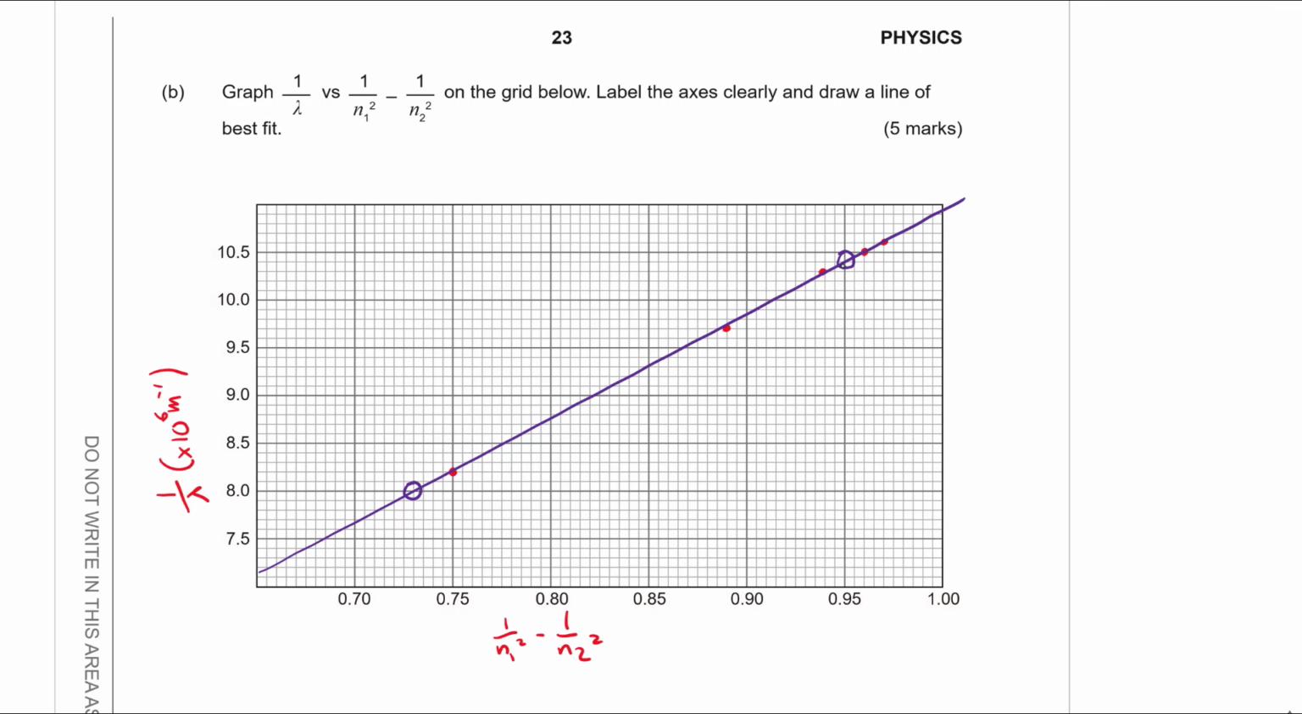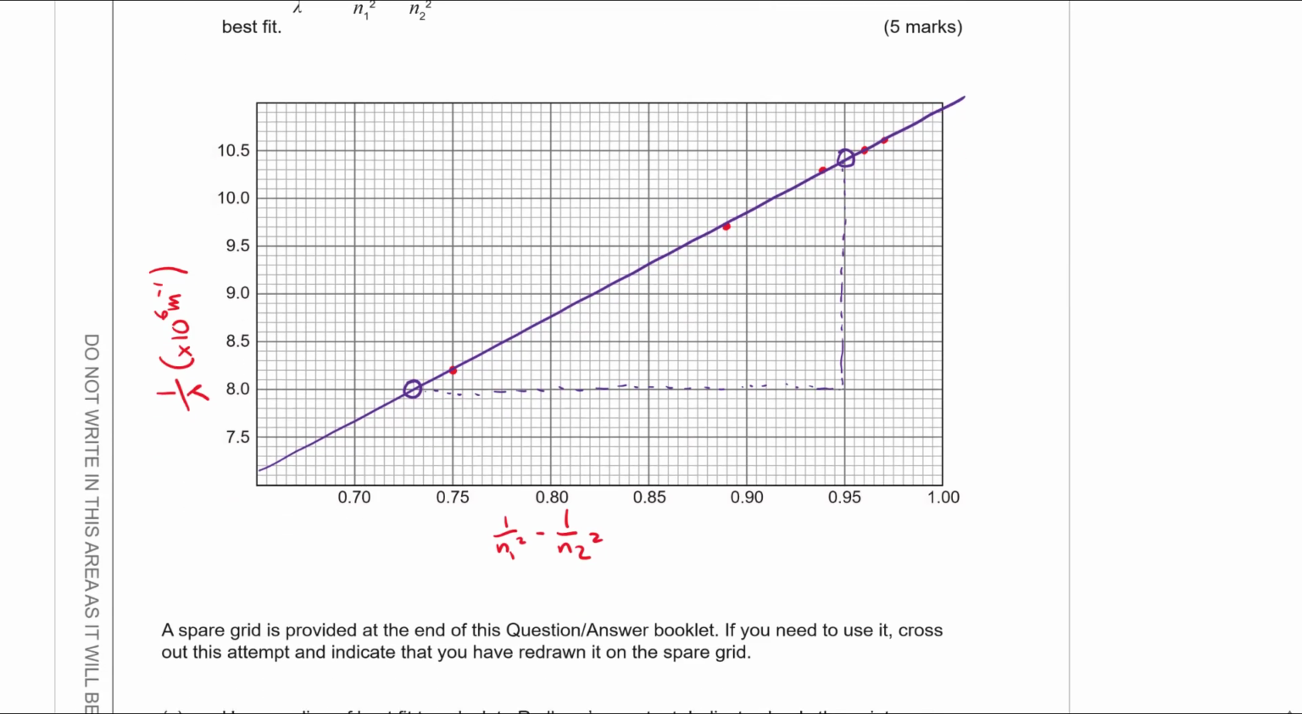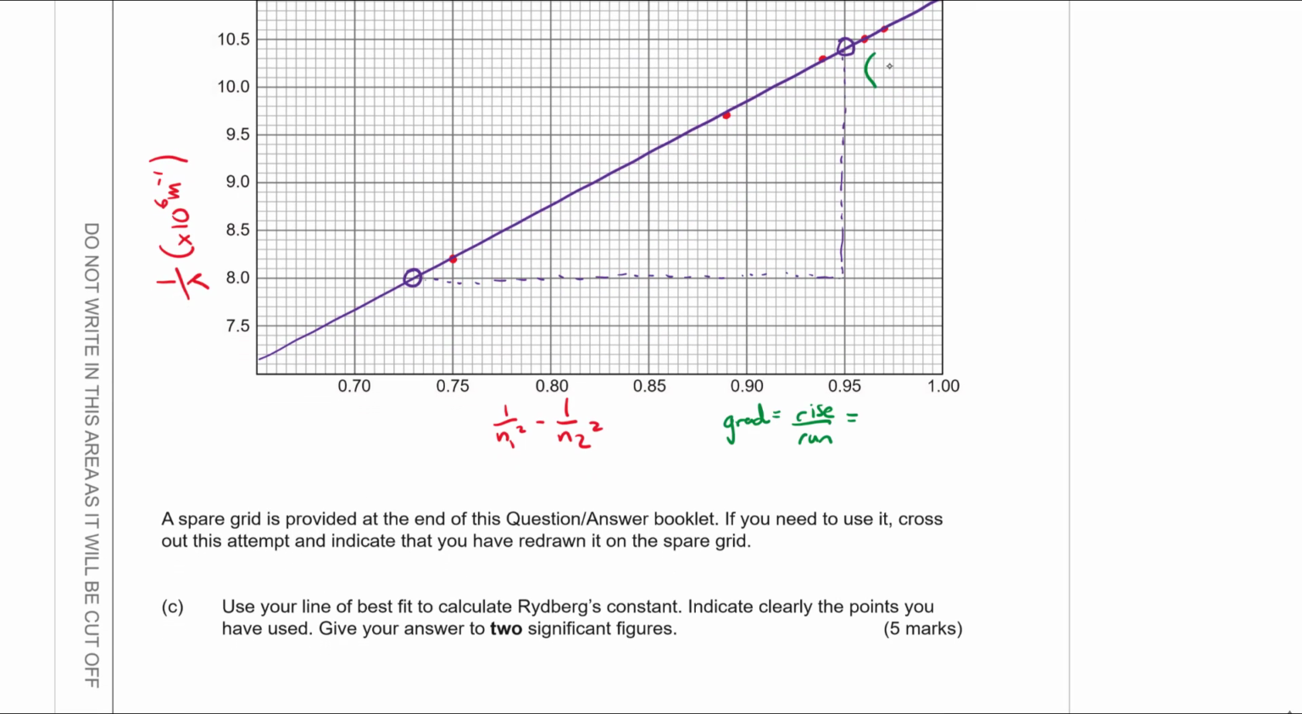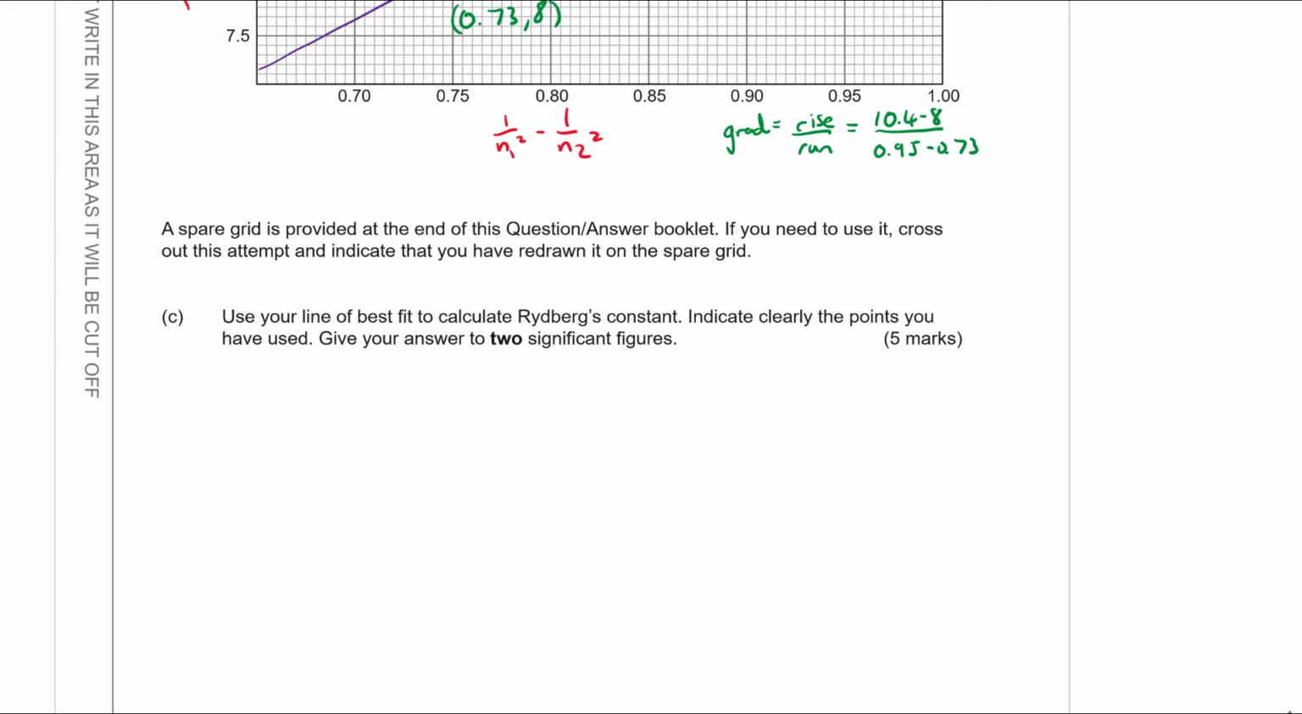Okay, now I'll draw my gradient triangle. Great, and now I'm just going to use my read-offs to find the gradient. I'll do it here to make it easier to see. This point over here is 0.95, and the y value is 10.4. This point over here is 0.73, with a y value of 8. So I can put those values in down here. Now that I've got those values sorted, I can come down here and actually answer the question. Well, first find the gradient as part of answering my question.